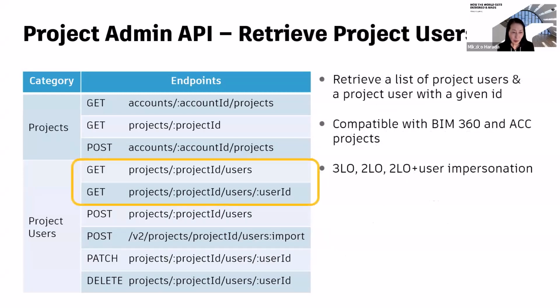So the next set of endpoints is for project users. The first two are retrieving a list of project users and a project user with a given project and given user ID. This is a GET, and GET is compatible with BIM 360 and ACC. And for authentication, it supports 3 types.